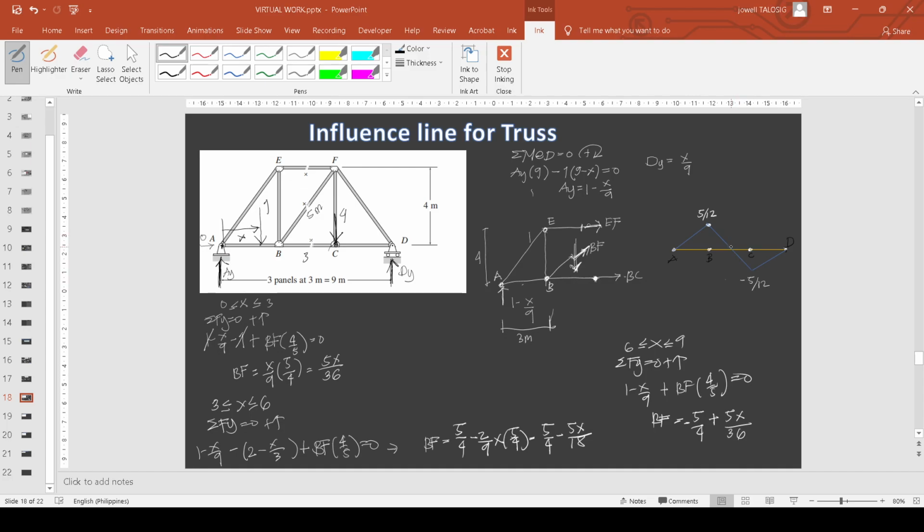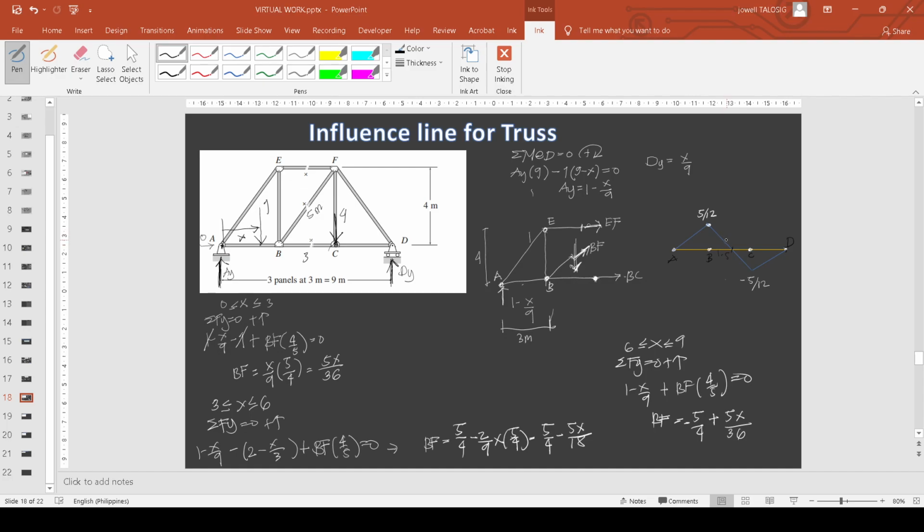And then, may point kung saan mag-zero yung member BF natin. That is between panel B and C. So, you can solve that using similar triangle. So, by inspection, alam natin na same yung height nito. So, malamang same yung kanyang width. So, ibig sabihin kalahati. So, 1.5 from B, magkakaroon ng 0. Okay? Sa member BF.